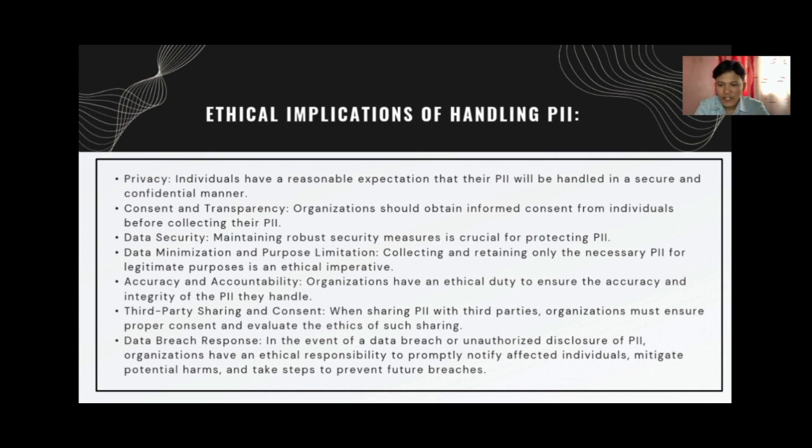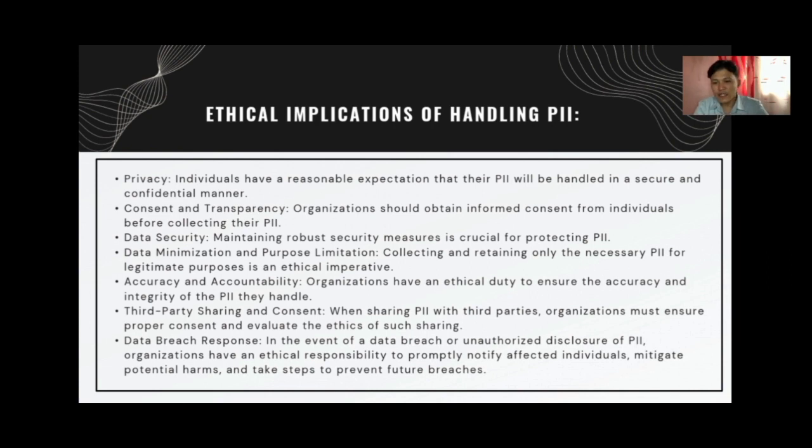Next, obtaining informed consent and being transparent about data collection and usage are also critical ethical considerations. Organizations should communicate the purpose, scope, and potential risks associated with collecting and storing personally identifiable information. Transparent policies and procedures should be in place, allowing individuals to make informed decisions about sharing their personal information.